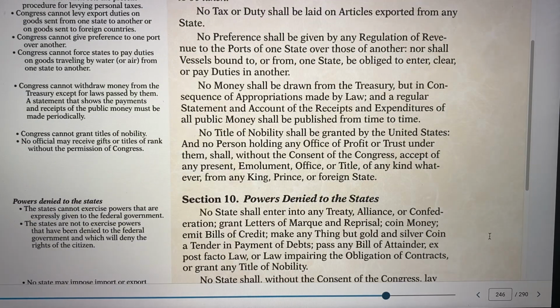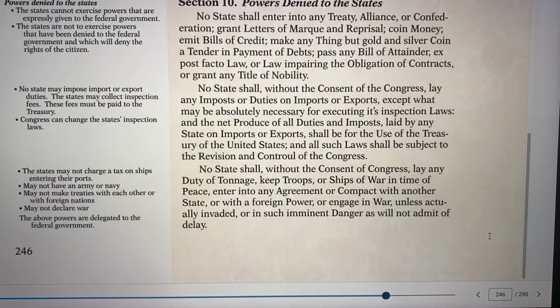Congress cannot grant titles of nobility. Congress can't say you have a title as a king or you have a title. They cannot do that as they do in England, like knight somebody or give you a title of nobility. No official may receive gifts or titles of rank without the permission of Congress, okay? Section 10 has the powers denied to the states, okay?